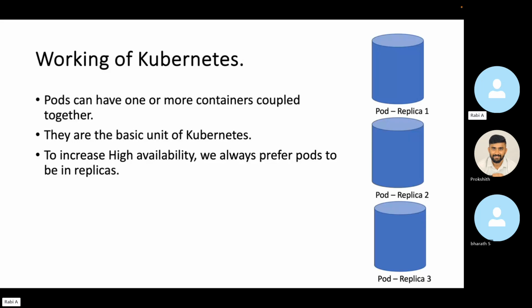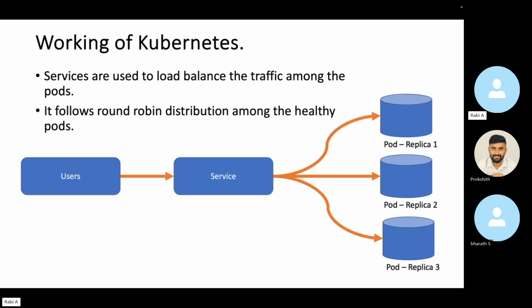So in your pods, you can have more than one container. What is suggested is one, but you can have more than one container. These are the basic unit of Kubernetes, and to increase high availability, it is always preferred to run your pods in replica, so running multiple pods. If you want to make your application or container highly available, it is recommended to run replicas of your pods.